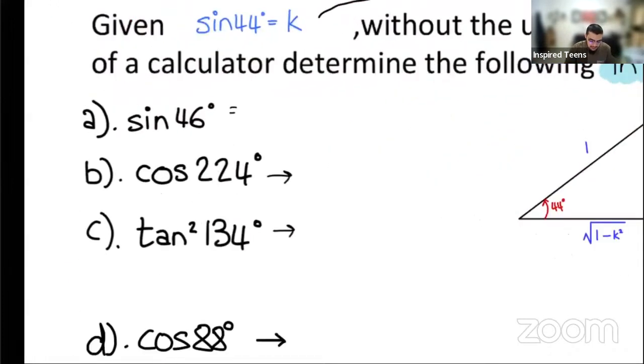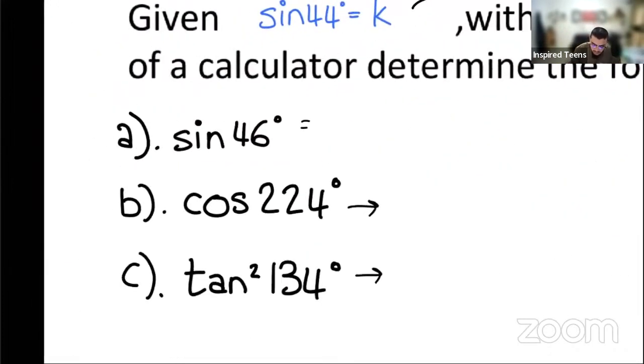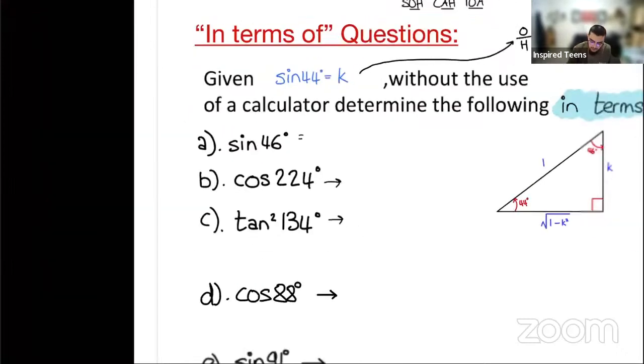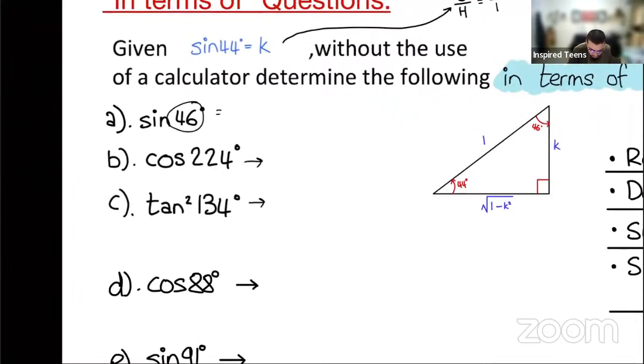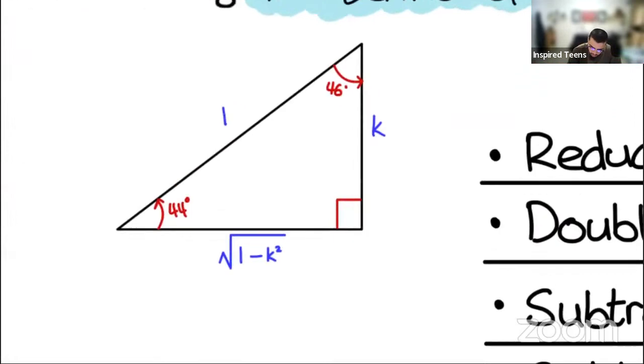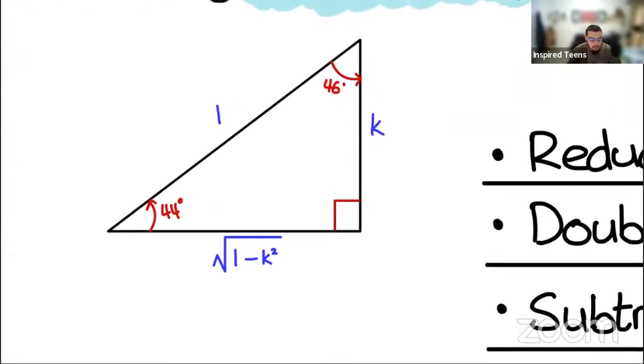So let's look at sine 46. Remember that sine is opposite over hypotenuse, SOH CAH TOA. Where do we get the value for opposite and the value for hypotenuse? That is where we turn to our diagram. We go to the angle of 46, and we look for its opposite and its hypotenuse. Its opposite is root 1 minus k squared, and its hypotenuse is 1. So that's going to be our answer.